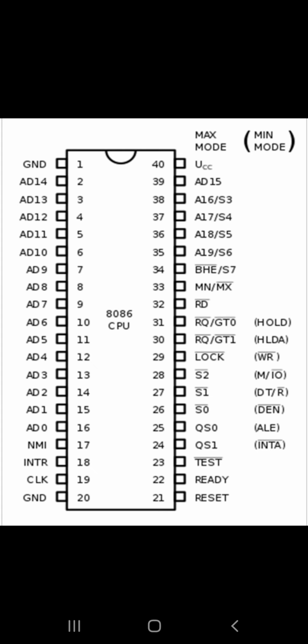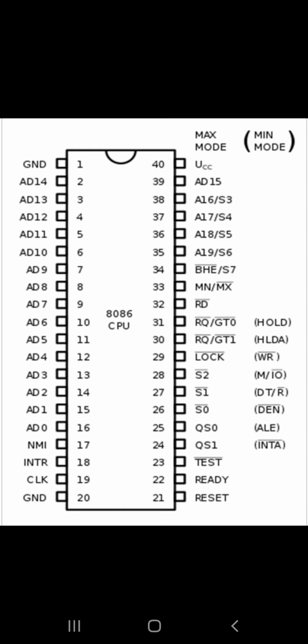Now next I want to discuss pin number 38 and 37. As you can see, it is A16, A17, right? And they can work as S3 and S4, right? So A16 and A17, I have previously told you, these are address lines, right? But they can work as S3 and S4, which are status lines also. Now, I'm not going to discuss address lines. I'm going to discuss S3 and S4.